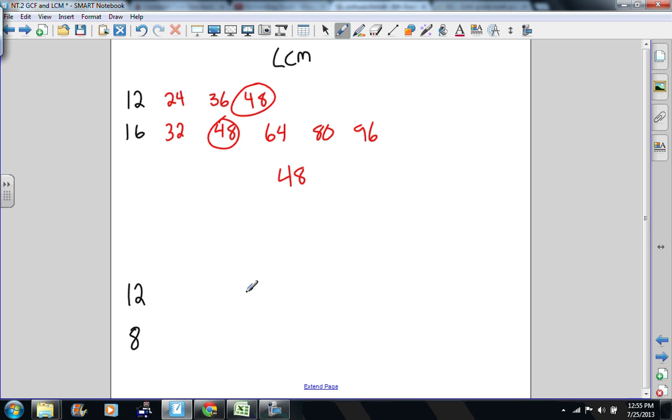Here on the bottom, same idea. 12, we go 24, 36, 48, 60, 72. Now you can go as far or as short as you want as long as you get that right answer. So on here we're looking 8, then 16, then 24. And we found it.